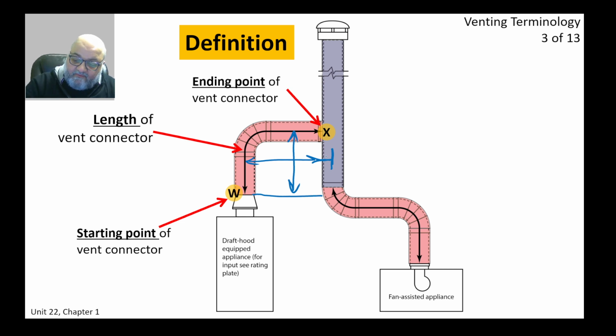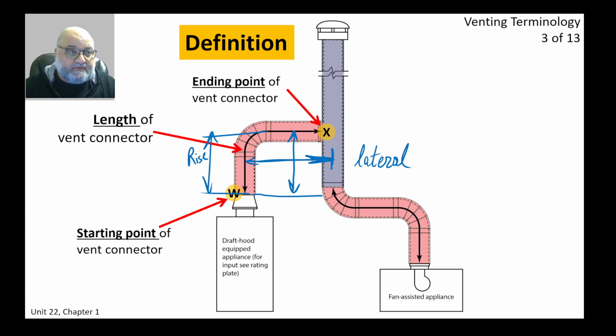So the vertical component we always refer to as rise, not height. Okay, not height, as rise. And the horizontal one is adequately referred to as lateral. Okay, so rise and lateral are the two components of the length of a vent connector.